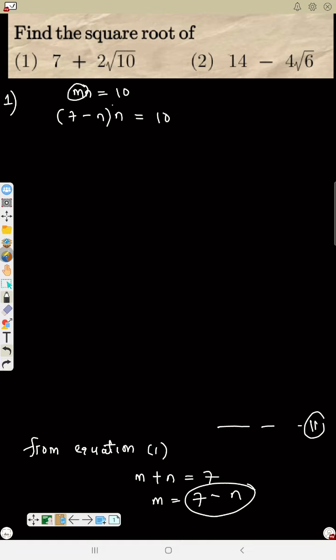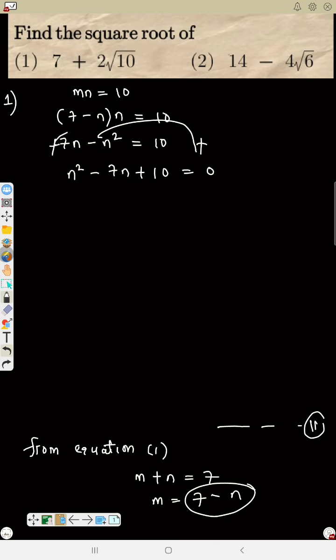So all this is m, 7 minus n. So expand, this will be 7n minus n squared is equal to 10. So now rearrange to form a quadratic equation. So n squared minus 7n plus 10 is equal to 0. So this is minus, take it here to be plus n squared. This is plus 7n, to be minus. So we form the quadratic equation.